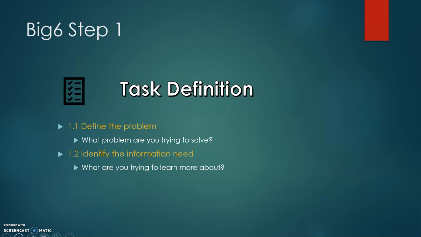So now we're going to review what we learned about the Big 6. As the name implies, there are 6 steps that are outlined for you all to use while you're researching. The first step is for you all to define the task that you have at hand. This is a 2-part step. You're going to define the problem or the information need that you have. So you're going to ask yourself, what problem am I trying to solve? And what are you trying to learn more about? So you have to analyze your assignment and think about what is the core question or problem that you're facing that your research will try to answer.